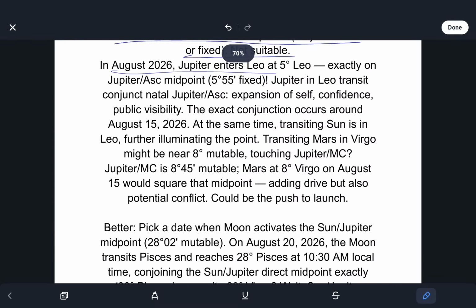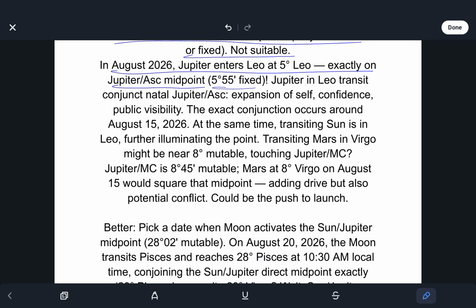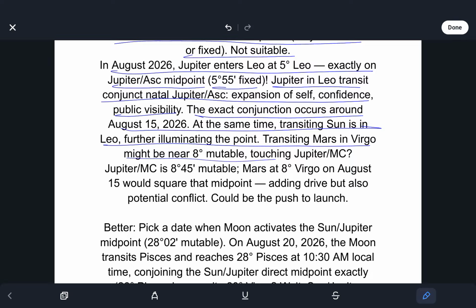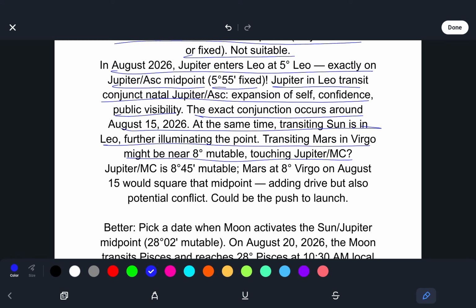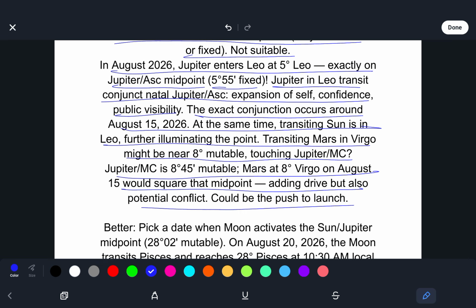In August, Jupiter enters Leo at 5 degrees Leo, exactly on Jupiter-Ascendant midpoint. Jupiter in Leo transit conjunct the natal Jupiter-Ascendant, expansion of self-confidence, public visibility. The exact conjunction occurs around August. At the same time, transiting Sun is in Leo, further illuminating the point. Transiting Mars in Virgo might be near 8 degrees mutable, touching Jupiter-Midheaven, which is mutable. Mars at 8 degrees Virgo on August 15th would square that midpoint, adding drive but also potential conflict. Could be the push to launch.